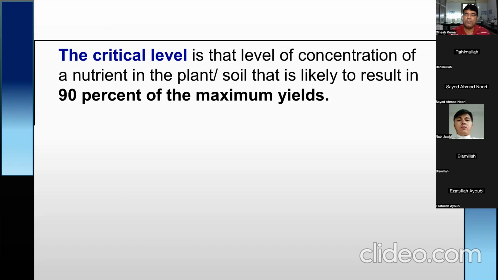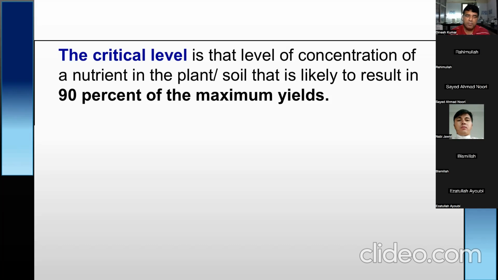If our values are lower than the critical values, then definitely we need to supply the nutrients. But really it cannot help us to decide the exact quantity of nutrient to be applied. That can be decided only by conducting field experiments. We can decide the optimum rate of fertilizer. So here now, you can know what a critical value is. What is the critical level or critical value of the nutrients?